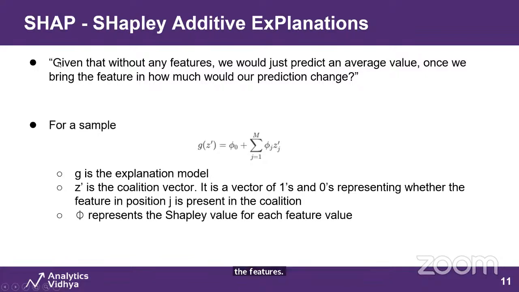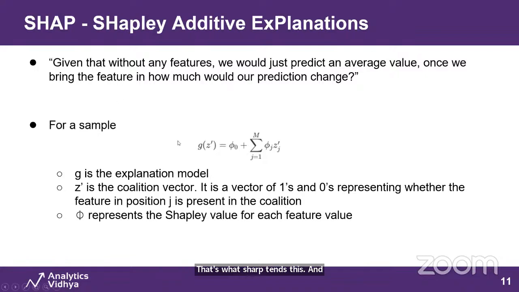So let's think about how we translate this from Shapley to machine learning to SHAP. What SHAP tells us is, given that without any features, we would just have an average value. So if I have no information about the features in a problem, the best guess I can make is that the outcome is going to be the average value. So once I bring the feature in, how much would my prediction change? That tells us what the value of the given feature is. Right. So the SHAP value of a feature tells us how much it has influenced the model to predict a value different than the mean. That's what SHAP tells us.